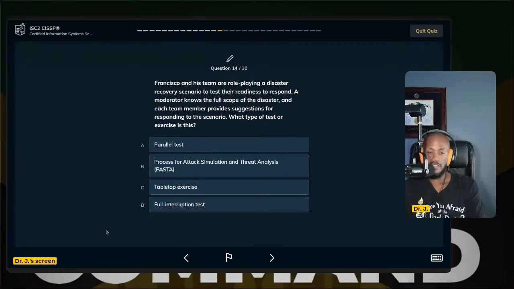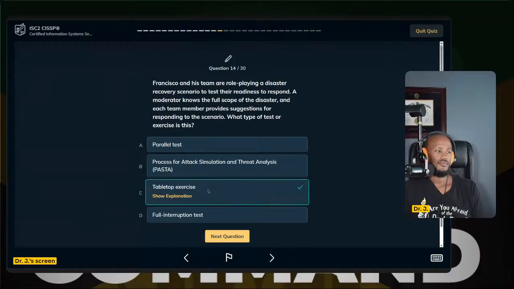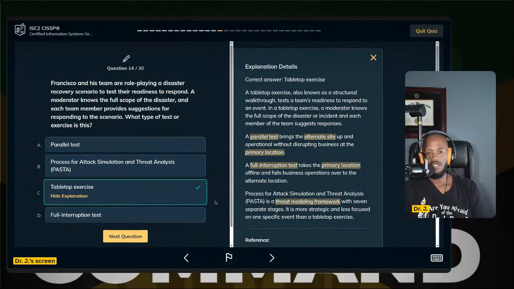Francisco and his team are role playing a disaster recovery scenario to test their readiness to respond. The moderator knows the full scope of the disaster, and each team member provides suggestions for responding to the scenario. What type of test or exercise is this? Role play normally indicates tabletop. Yeah, tabletop, also known as a structured walkthrough, tests a team's readiness to respond to an event.